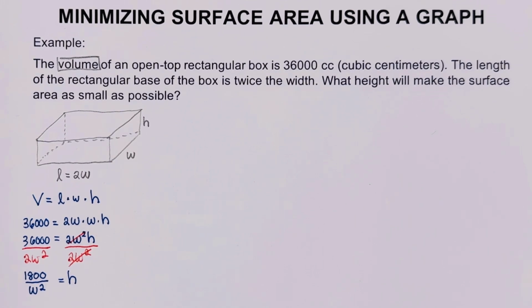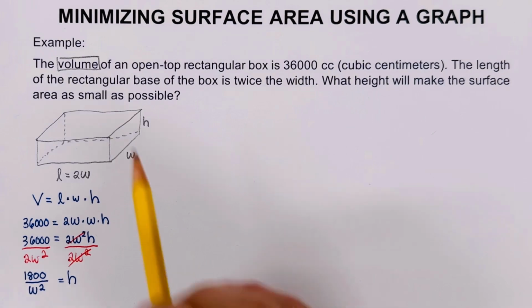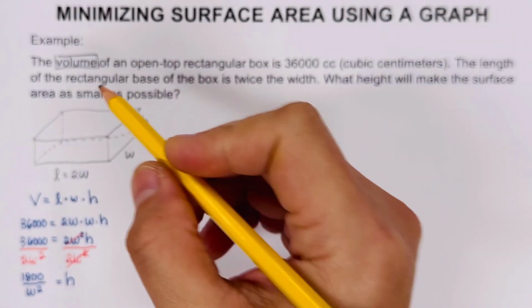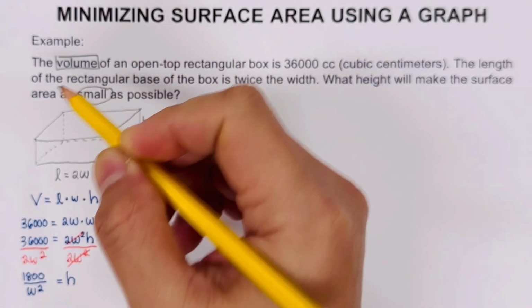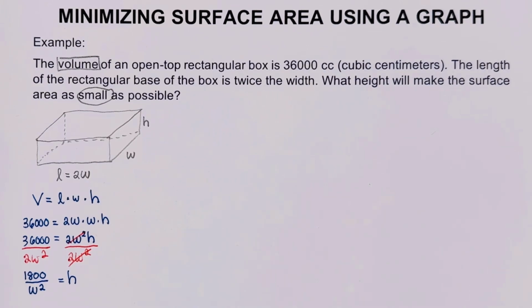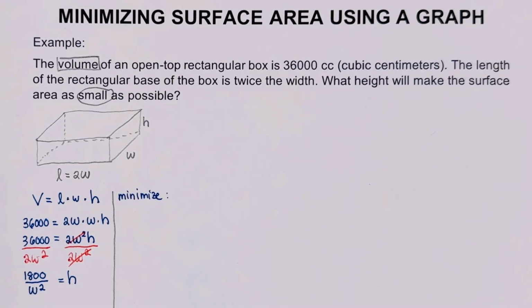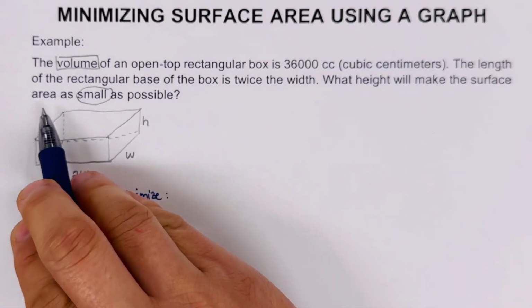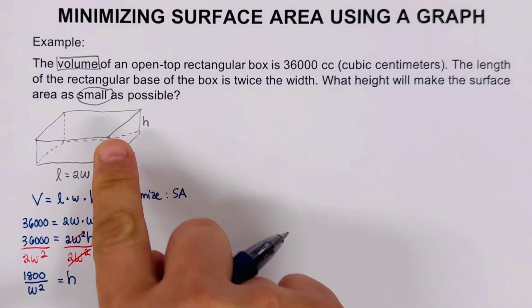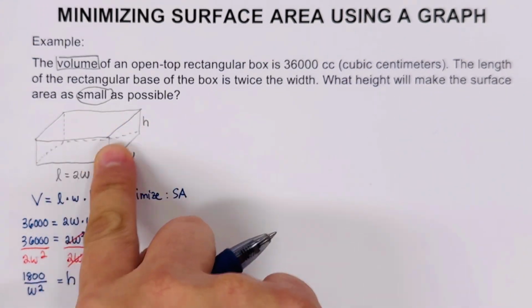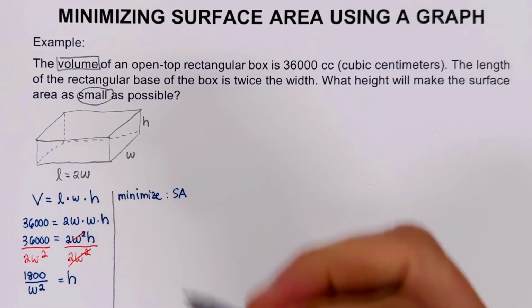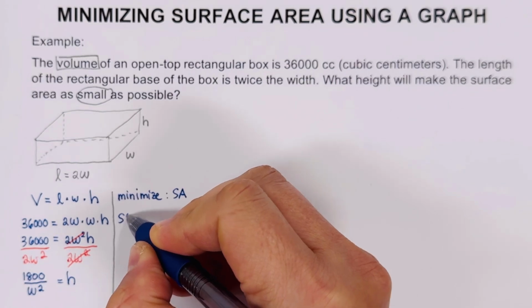We're supposed to determine the quantity to be maximized or minimized. In this case, the quantity that we need to minimize, because we see the word small. So we need to minimize it, and we're going to write its equation. So the one that we minimize here is the surface area. So looking at this picture, we can determine the surface area using this formula.